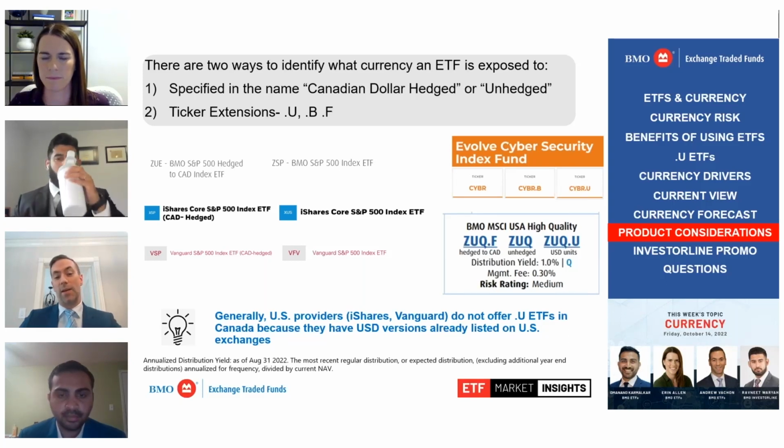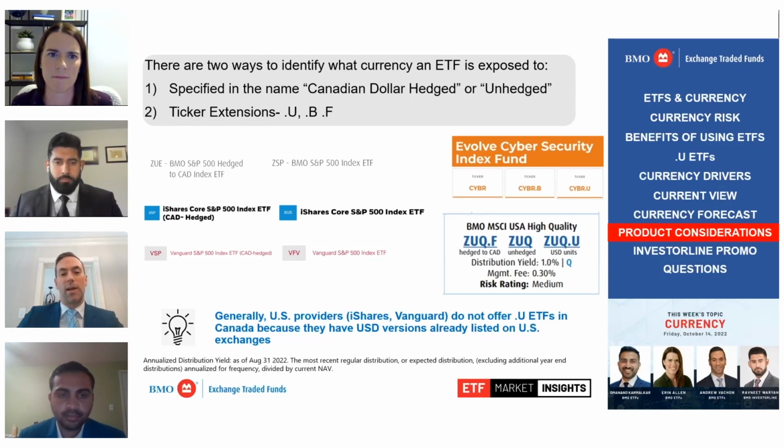First, you want to identify whether they are hedged or unhedged. So generally, hedged ETFs will actually say hedged in the name. For example, iShares S&P 500 ETF says hedged to CAD or CAD hedged. Same with Vanguard's and BMO's as well. There's also ETF ticker extensions, as we mentioned, such as .F, .B, or .U. .F indicates hedged to CAD. .B unhedged. .U is traded in US dollars for those wanting to put USD to work.